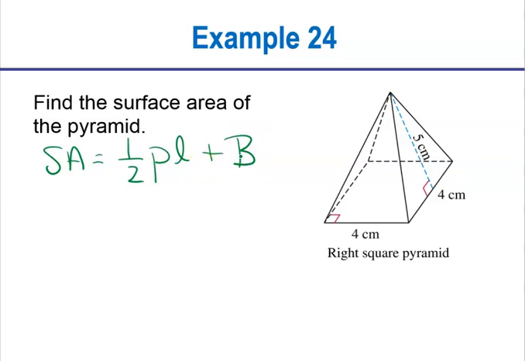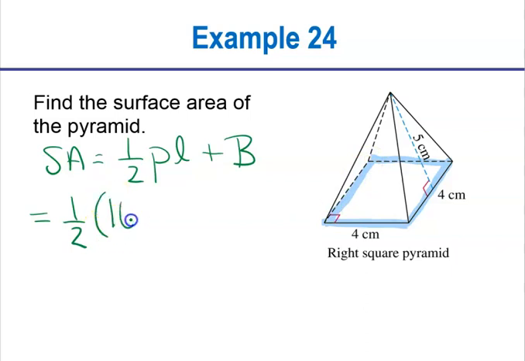All right, we can do this, right? So surface area is equal to 1/2 P. Remember, P was the perimeter. So the perimeter is if we run all the way around this thing. So we're going to run 4 centimeters this way, 4 centimeters this way, 4 centimeters that way, and 4 centimeters that way. In other words, 4 times 4 is 16 centimeters.